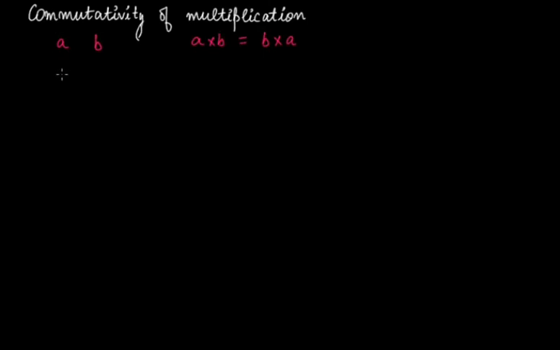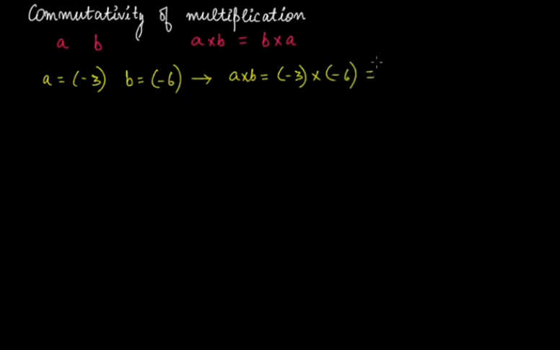And let's take an example. Let's take two numbers. Suppose you have a as -3 and b as -6. So in this case a times b will be -3 times -6, right? Two negative integers, therefore the product will be positive and it will be 18. What about b times a? b times a will be -6 times -3. So this will give you again 18. So these two outcomes are equal. In case of a times b and in case of b times a, outcomes are equal.